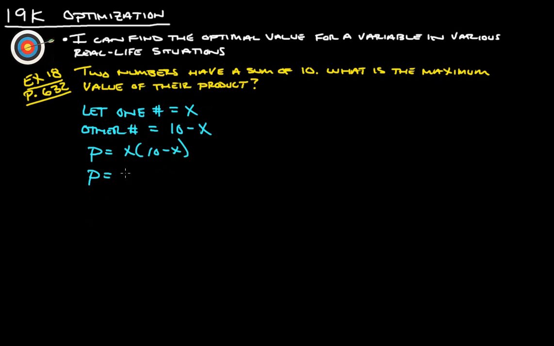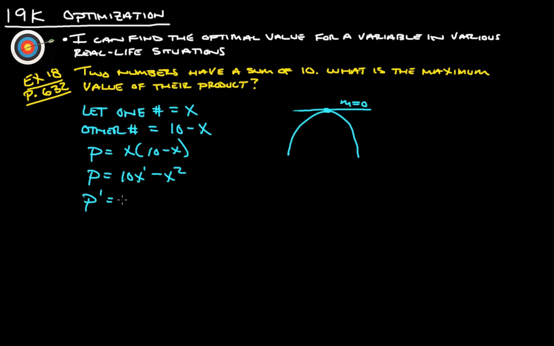So distribute that through and we get 10x minus x squared, right? And again, if we're trying to find the maximum or the minimum value of a product, then we know that the slope of the line tangent to that is going to have to be 0. In this case it's negative x squared, so our graph's going to look something like this. What we're looking for is this point, and we know that the tangent at that point, the slope is going to equal 0. So let's find the derivative.